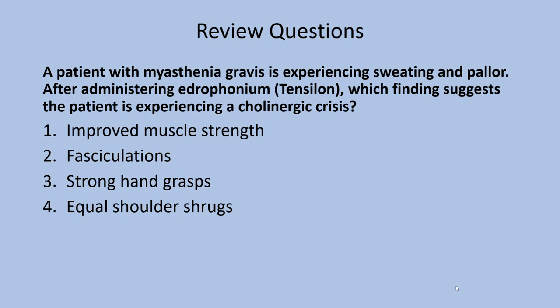Okay, a patient with myasthenia gravis is experiencing sweating and pallor after administering edrophonium or Tensilon. Which findings suggest the patient is experiencing a cholinergic crisis? Improved muscle strength, fasciculations, strong hand grasps, or equal shoulder shrugs.